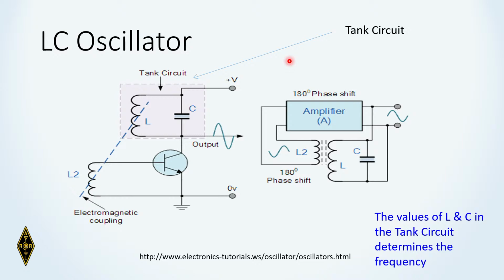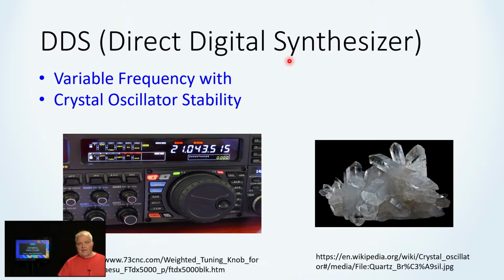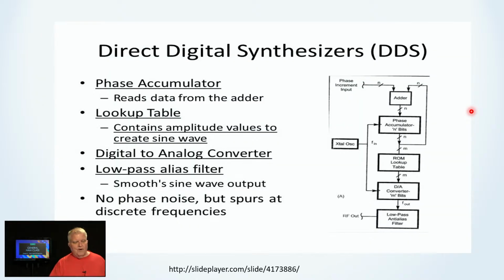Well, there's another type to know about, and that's the direct digital synthesizer. And its beauty is that you have variable frequency, like you do with an LC oscillator, but you have crystal oscillator stability. Because the LC oscillators were notorious that as they would heat up, as the tubes inside would heat up, they'd change in frequency. But DDS systems don't have that problem. And just for background, direct digital synthesizers are made up of a phase accumulator, a lookup table, a digital-to-analog converter, and a low-pass filter, and it doesn't have any phase noise, which is advantageous for direct digital synthesizers.